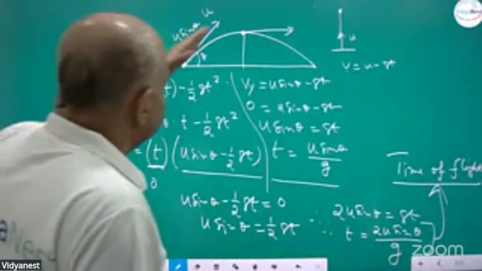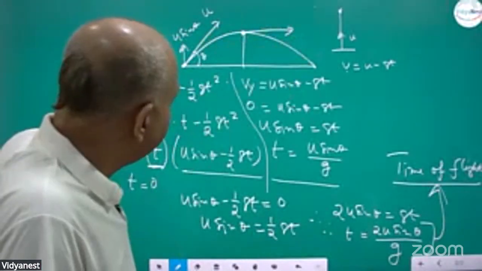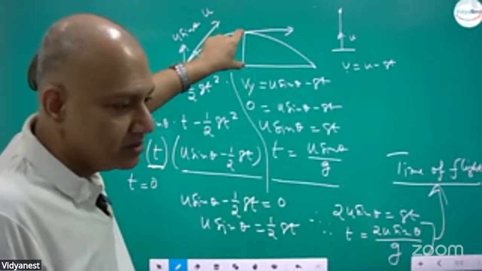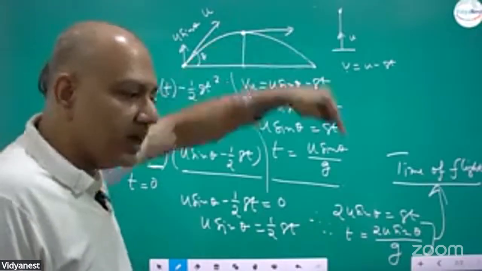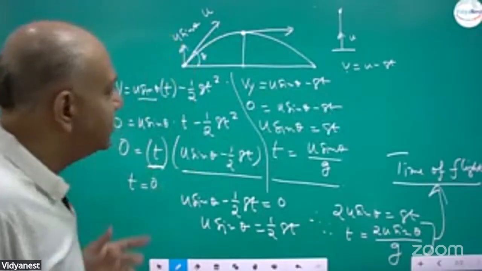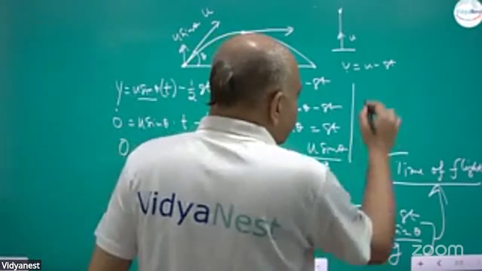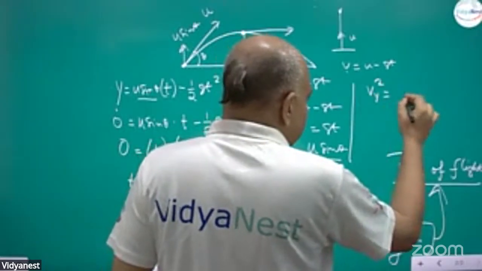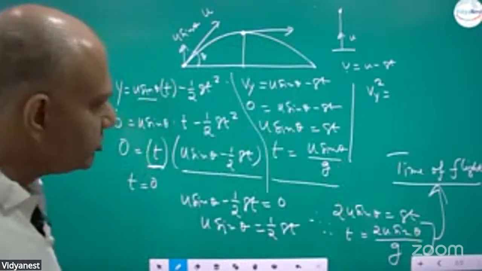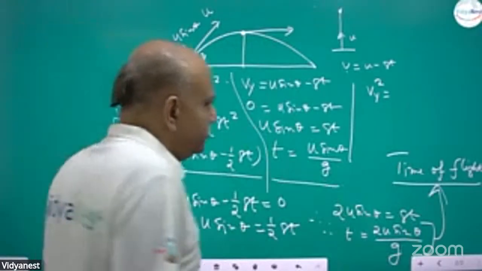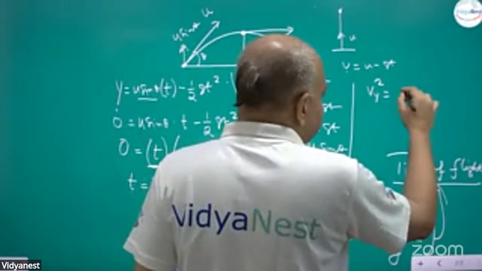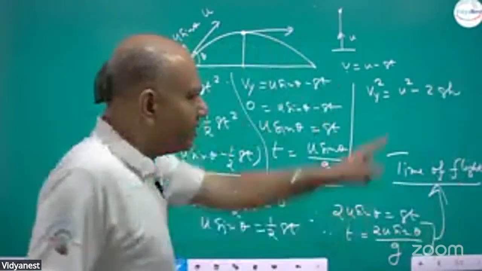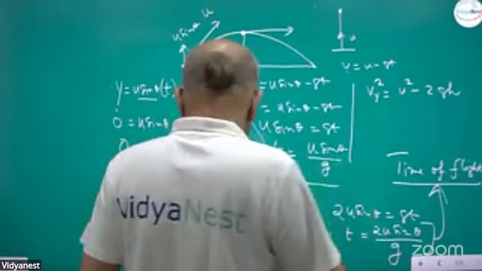Acha. So this is completed. Now, Saurabh, if I want to find the maximum height, how can I find it? We can find it this way. Vy square is equal to u square minus 2gh. What is the u? u sine theta.